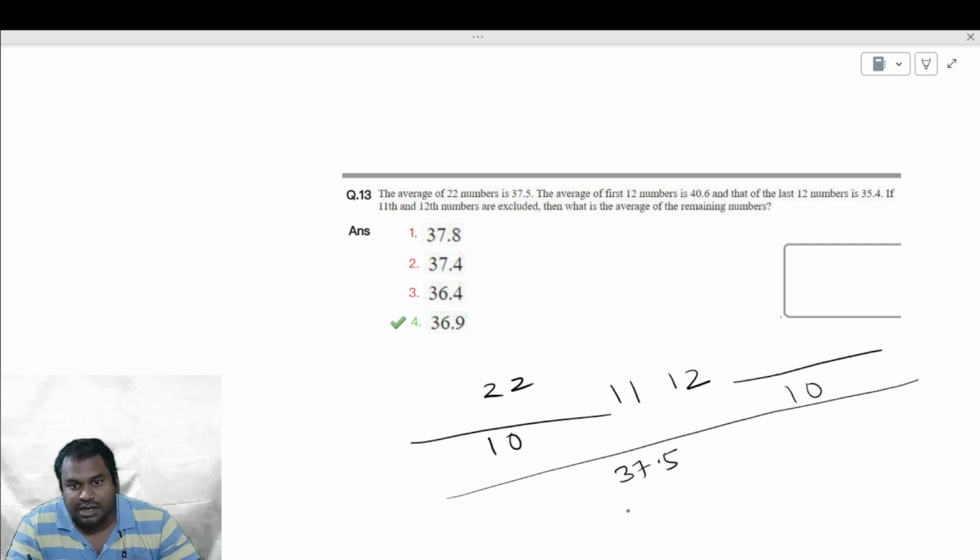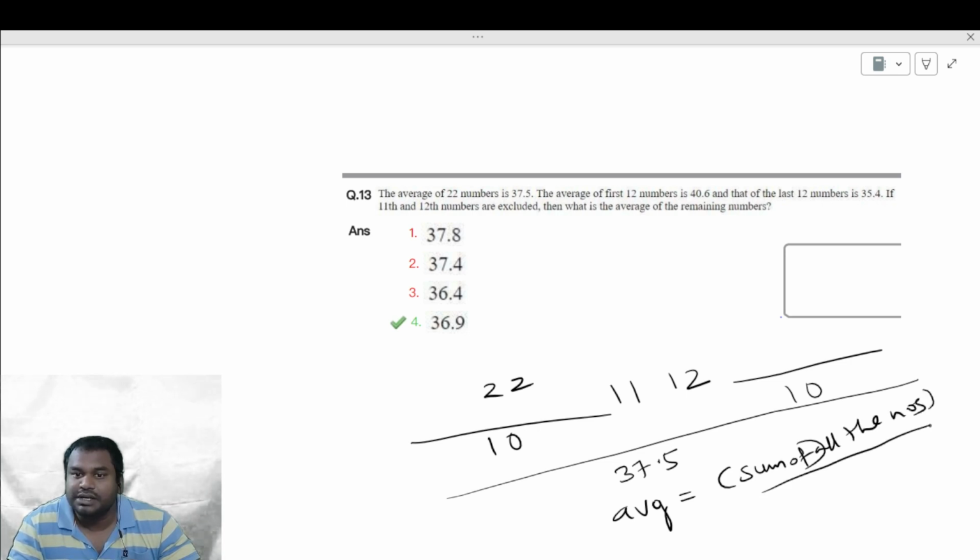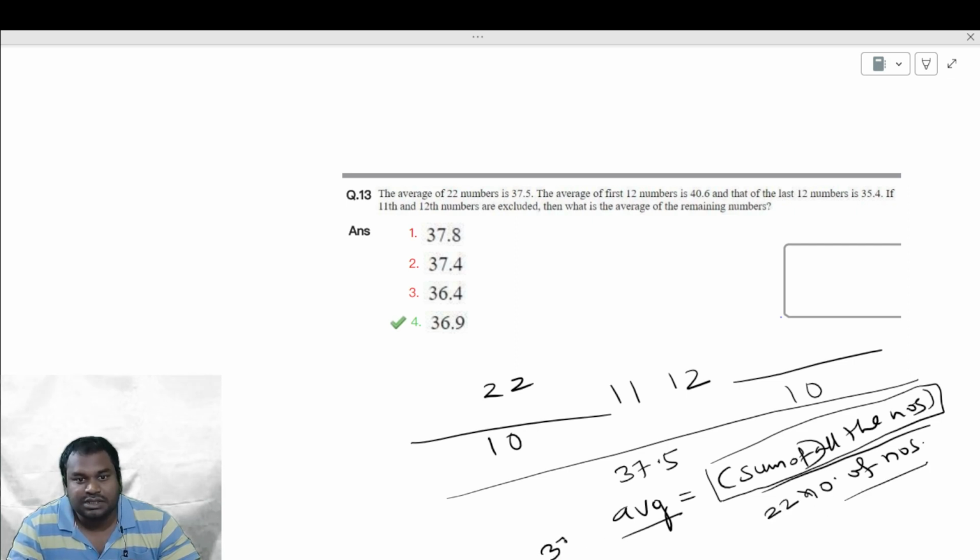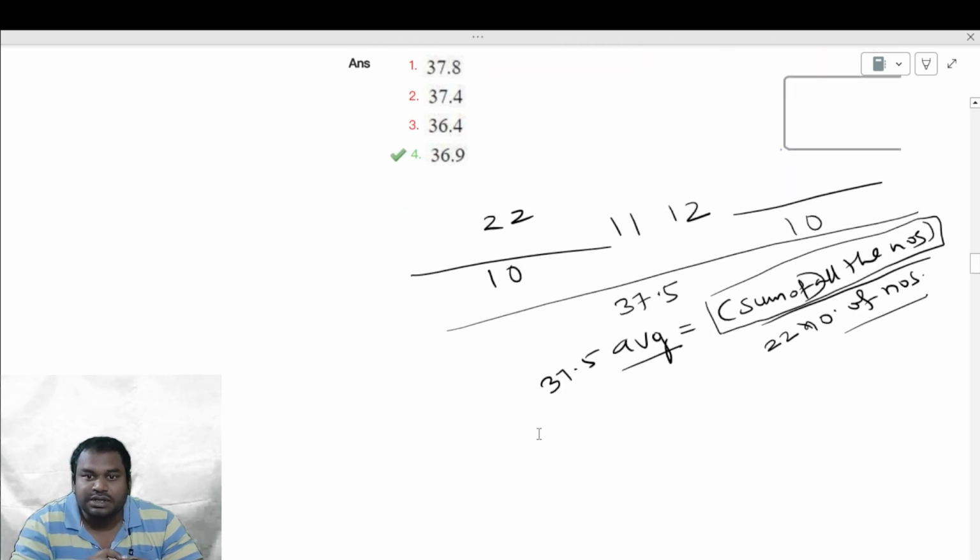But we know the formula. Average is equal to the sum of all the numbers divided by total number of numbers. But here we can find the sum. We know the total number of numbers as 22. We know the average as 37.5. Using these two parameters, you can find out the sum of 22 numbers.